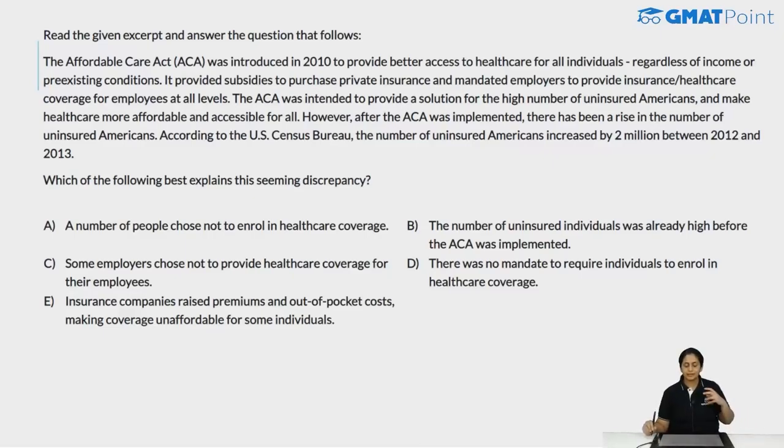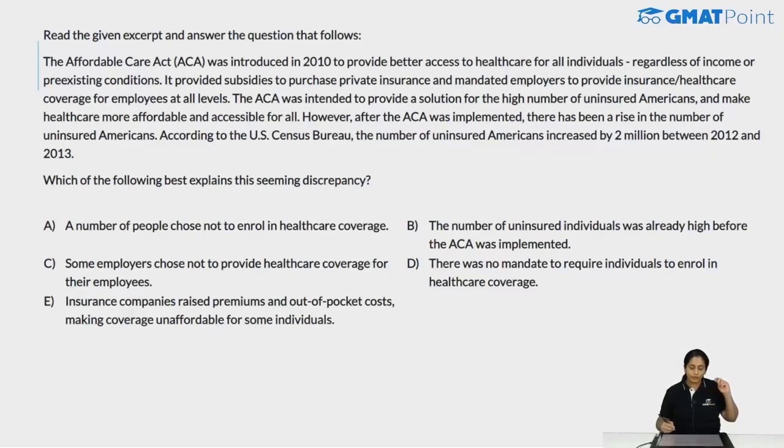So what exactly is the issue? The ACA was essentially introduced to make sure more people are insured, that there aren't a lot of people who are denied insurance on the basis of pre-existing conditions, and that it becomes more affordable and accessible to all. But what was actually observed, instead of a decrease, was an increase in the number of uninsured. So you have to find out why the ACA did not actually meet its objective, and in fact the number of uninsured grew instead of falling. So let's take a look at the options.